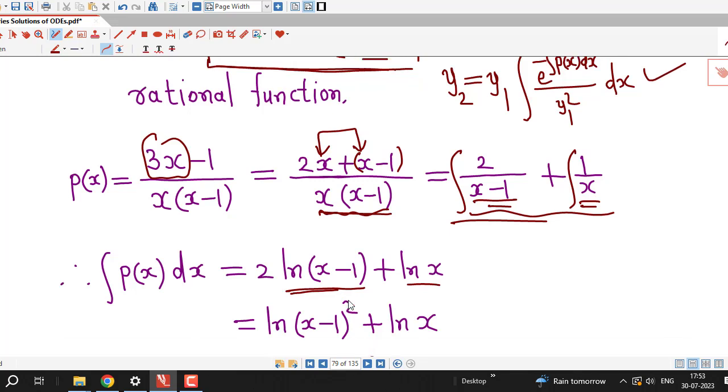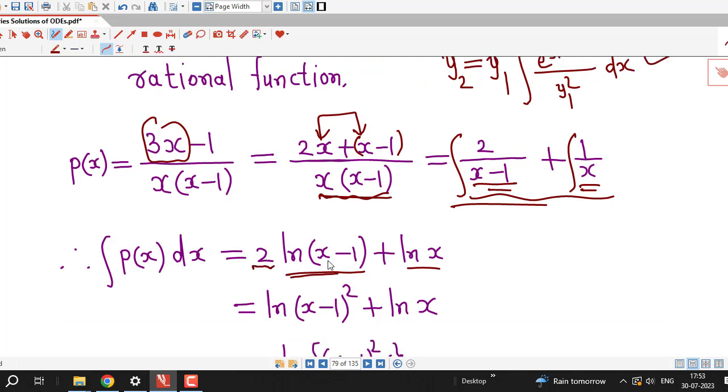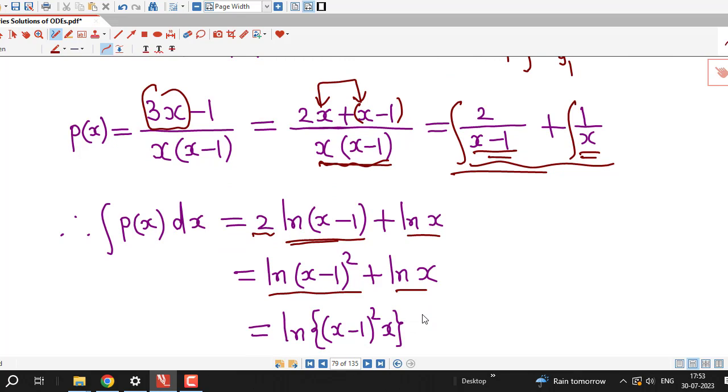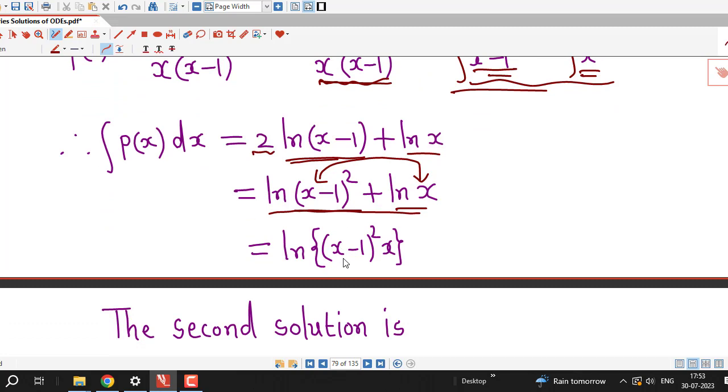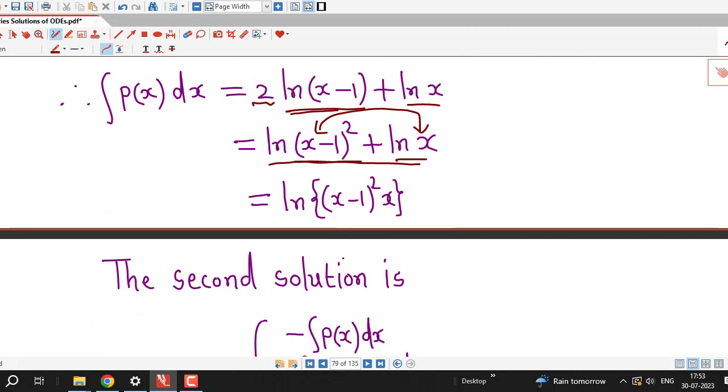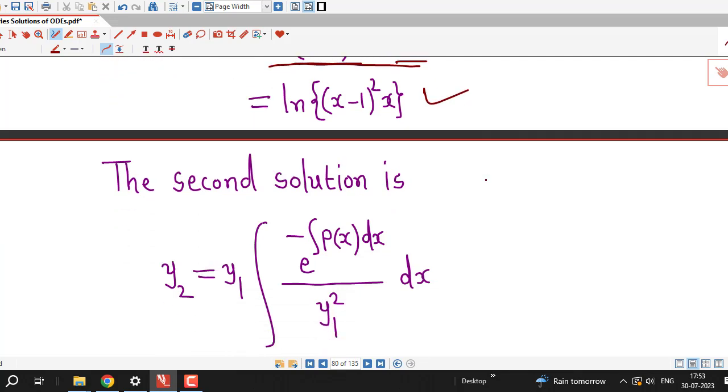Using the property of logarithm, I can rewrite 2 log(x minus 1) as log of (x minus 1) squared, plus log x. Again, using the product rule property of logarithm, I can rewrite this as log of the product of (x minus 1) squared and x. Now this is easy to integrate, so we will directly put the integral of P(x) equal to this quantity.